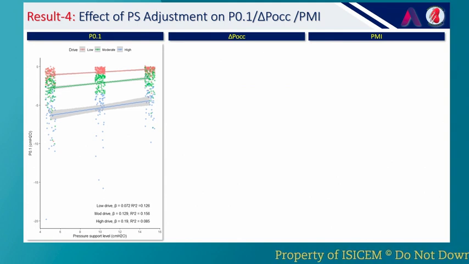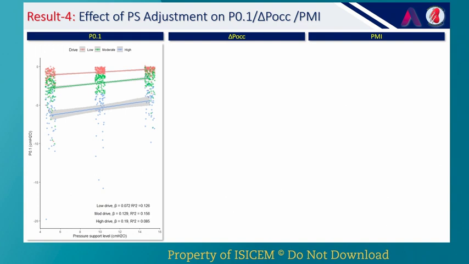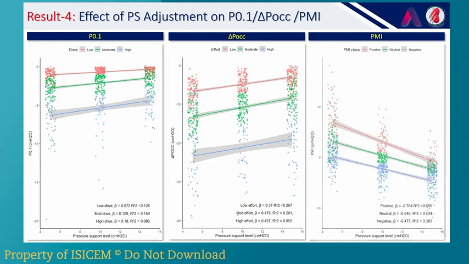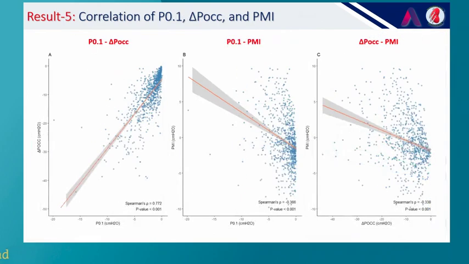And this is a graphic representation divided into those with a low drive, a moderate drive, and a high drive. You can see that the effects are similar, but of course it's steeper if you've got a high drive and a high effort that is being addressed by changes in pressure support levels. These measures are to a degree correlated. It's not surprising. The respiratory drive should be correlated with respiratory effort.